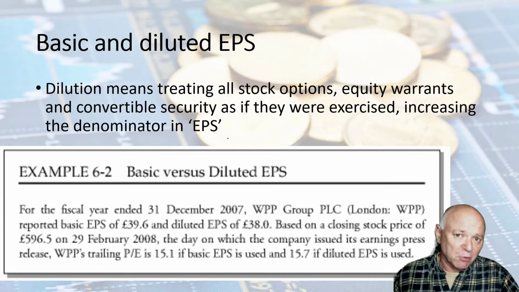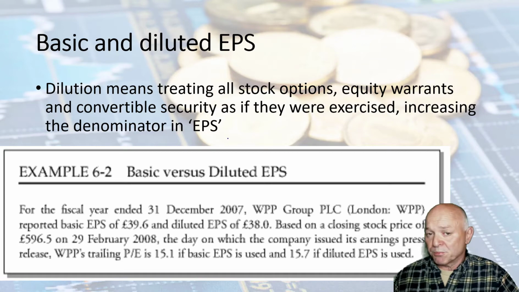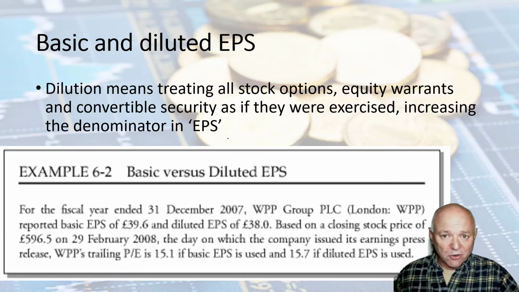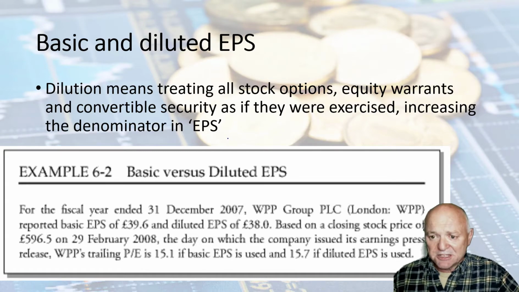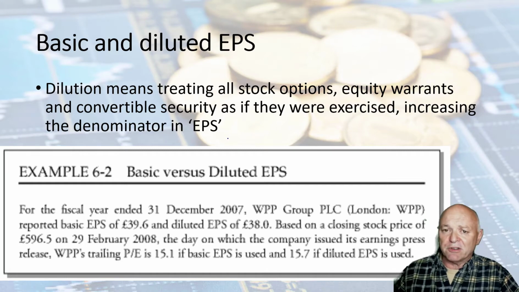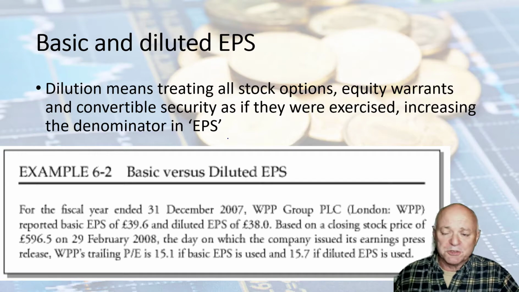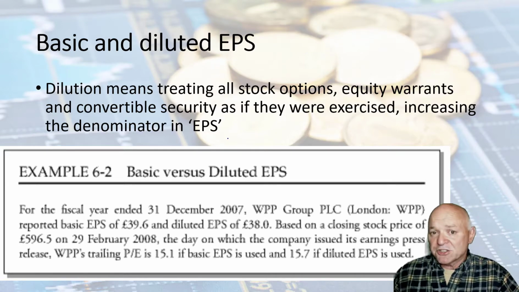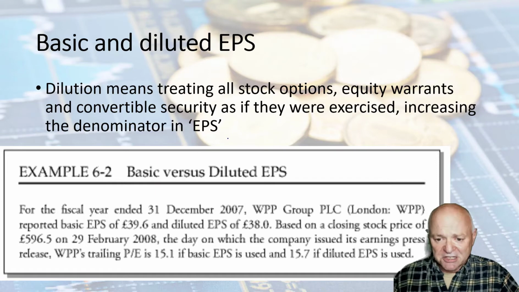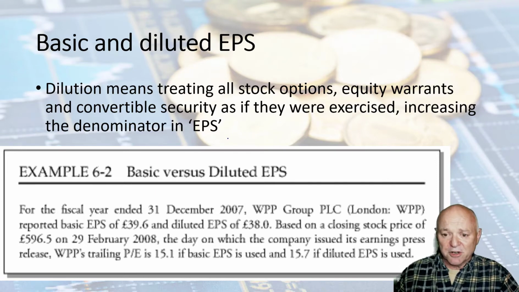Perhaps we have convertible preference shares that can convert from preferred shares to common shares, or warrants that have been issued. In all those cases, the number of shares could increase. In this particular example, from the equity markets textbook, we see that in 2007, WPP, which is an advertising and public relations firm, one of the world's biggest, reported earnings per share of £39.60 and diluted earnings per share of £38.